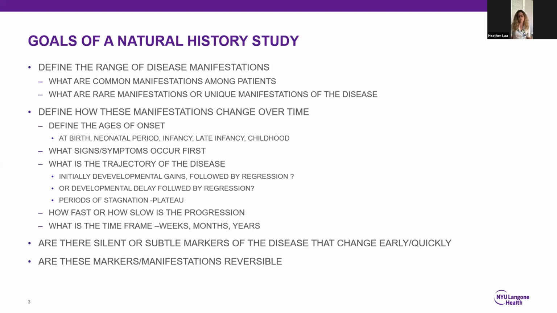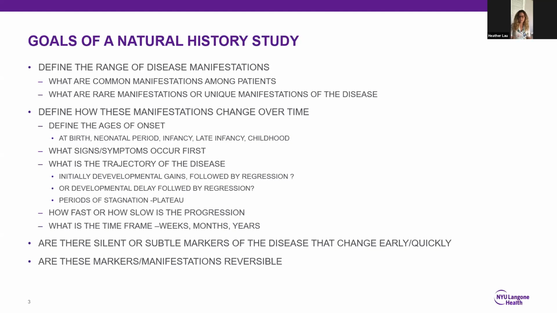And then another goal of a natural history study is to look for silent or subtle markers of the disease that change early and quickly. Is there some kind of a biomarker in the blood? Is there a marker in the radiographic or the imaging of the brain that we can see early changes if we were to catch that disease at birth and follow forward? And how does that change? And would that be a better marker of disease course in the early period?